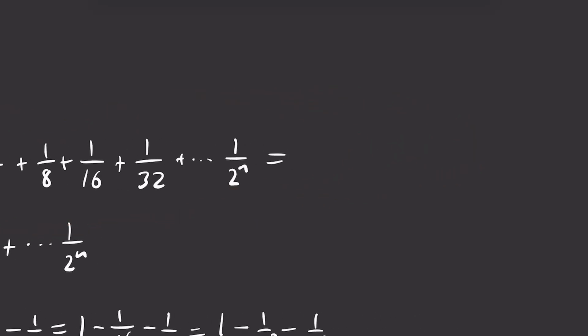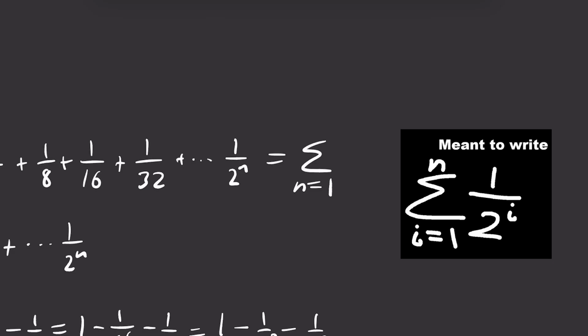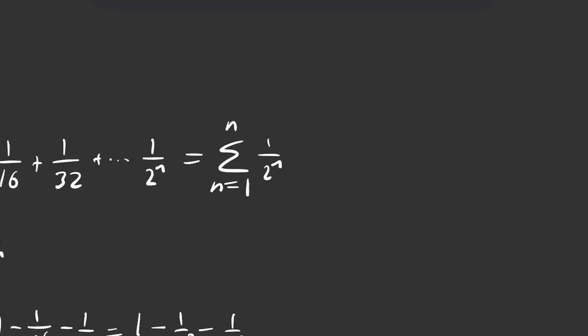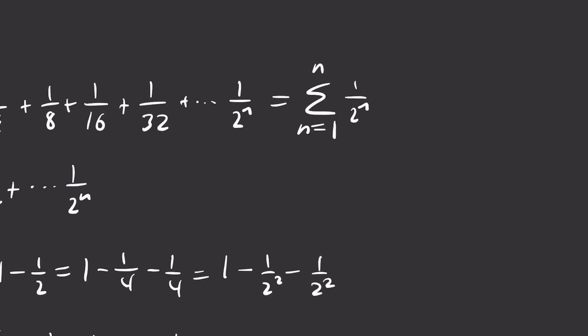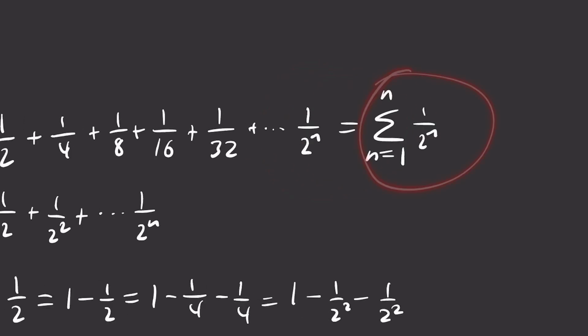I can say the sum from n equals 1 to n of 1 over 2 to the n, right? Because that's what this means. I have n equals 1, so that's 2 to the 1, just 1/2. And then I'll have n equals 2. That's just going to be 1/4, right? Because 1 over 2 squared, and so on. So this is how I can write this entire sum.